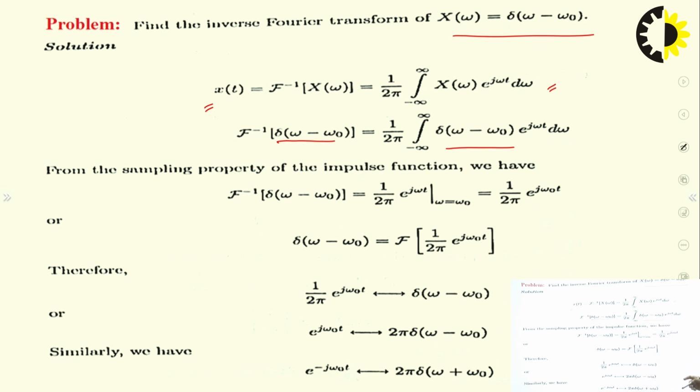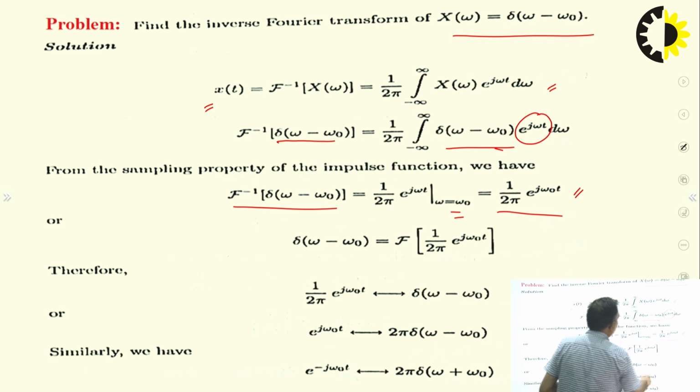Now this impulse is only defined at omega equals omega naught. So we will write 1 upon 2 pi, this value at omega equals omega naught. So we have 1 upon 2 pi e to the power j omega naught t. It means the Fourier inverse of this is 1 upon 2 pi e to the power j omega naught t.